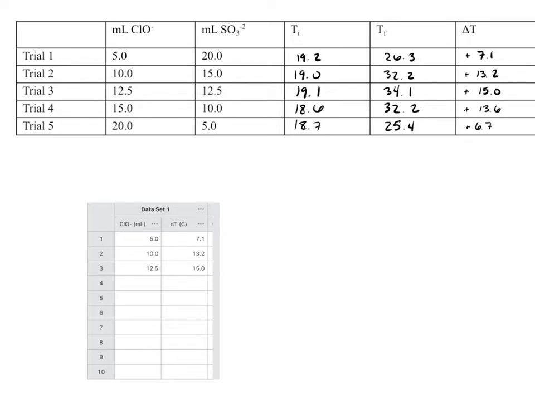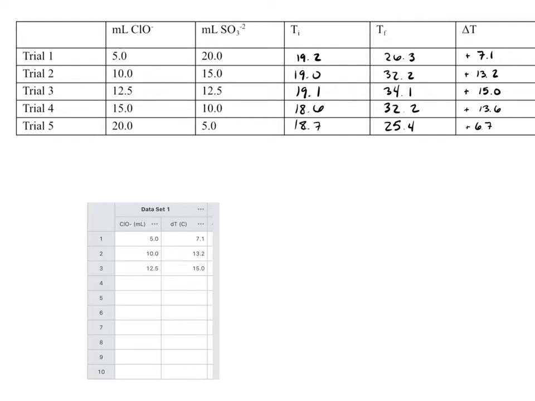If you read the lab write-up down there in the calculation section, I ask you to graph basically two sets of data. One set of data for trial 1 and trial 2, where the ClO minus is the limiting reactant, and also trial 3, where they actually run out, or are designed to run out, at the exact same time. And so I put those three data points in what I refer to as data set 1.